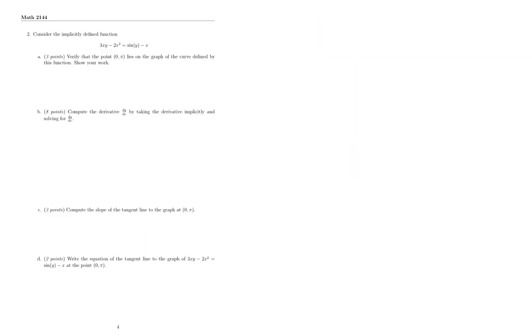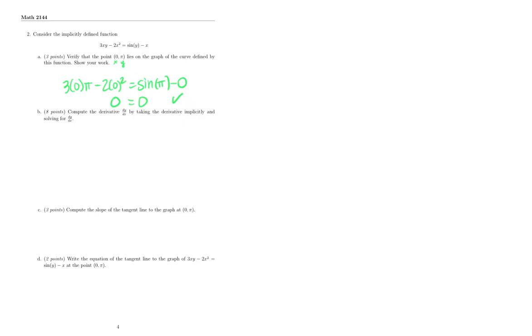Okay, for the next one, I'm asked to verify that the point (0, pi) lies on the graph of the curve defined by the function. So I can say that the 0 is an x value and the pi is a y value. If I do 3 times 0 times pi minus 2 times 0 squared equals sine of pi minus 0, I want to check that this equality holds. I can see the left-hand side is just 0. On the right-hand side, sine of pi is 0, so 0 minus 0 is 0, so it does check out.